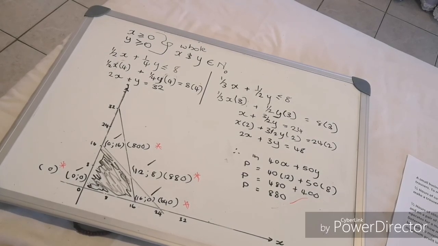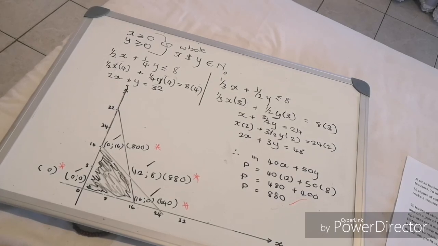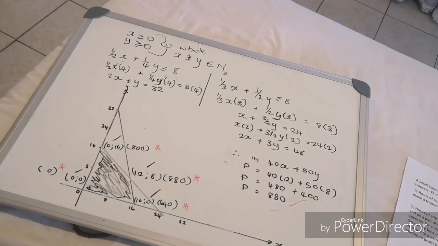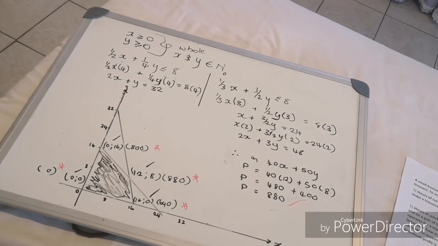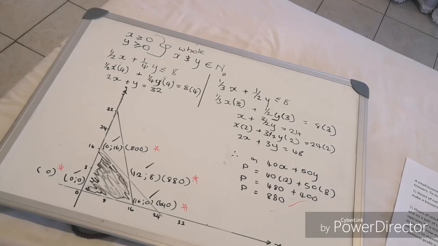So when we graph this and we get our system of inequalities, we need to substitute based on what value we want. So if we want the x coordinate, we need to make y 0, and if we want the y coordinate, we need to make x 0, and vice versa.